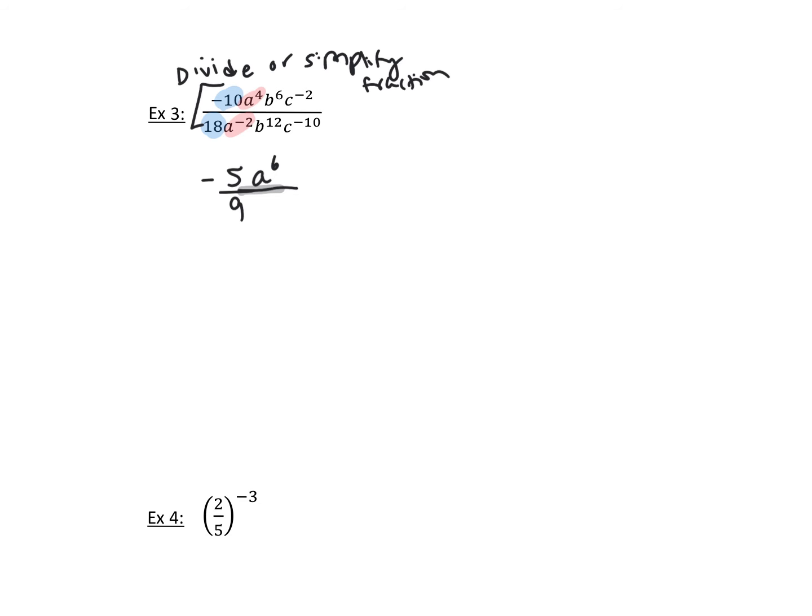Okay, then I'm going on to the b's. For the b's, I'm subtracting. 6 minus 12 is negative 6. So I have b to the negative 6th, so it goes in the denominator as b to the 6th, because it's 1 over. And then I'm going to subtract the c exponents. So I'm going to subtract negative 2 minus negative 10. Negative 2 minus negative 10 is negative 2 plus 10, which is 8. I have c to the positive 8th power, so it goes in the numerator. And there's my final answer. Okay, so I'm subtracting these exponents.